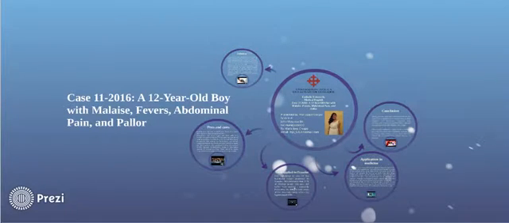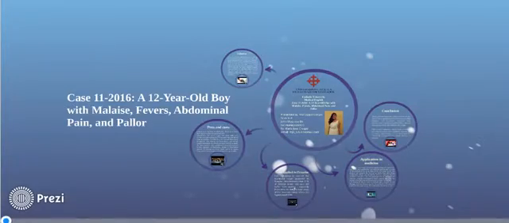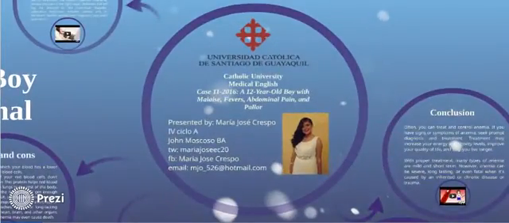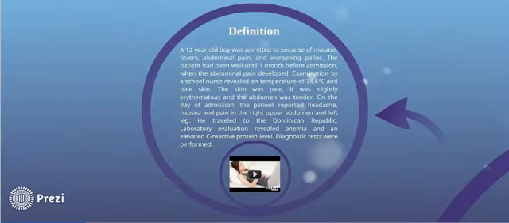Case 11, 2016. A 12-year-old boy with malaise, fever, abdominal pain, and pallor. A 12-year-old boy was admitted because of malaise, fever, abdominal pain, and worsening pallor. The patient had been well until 1 month before admission, when the abdominal pain developed.